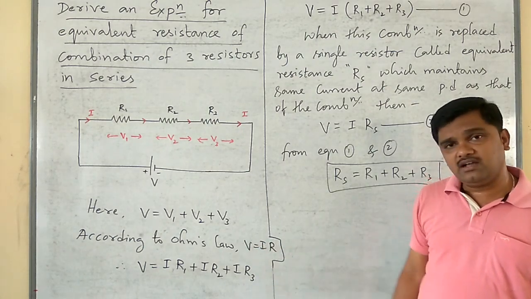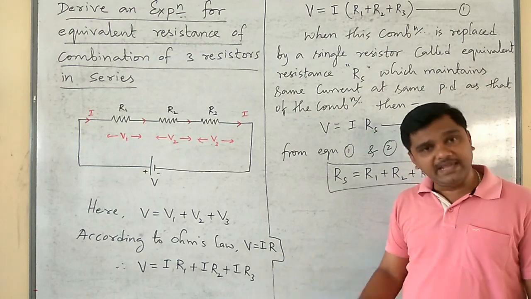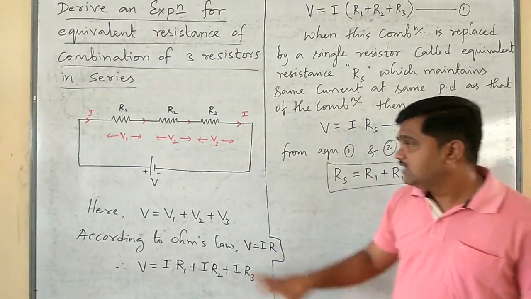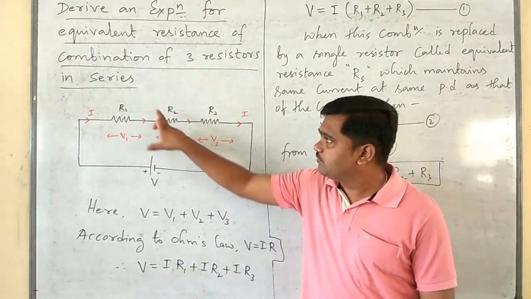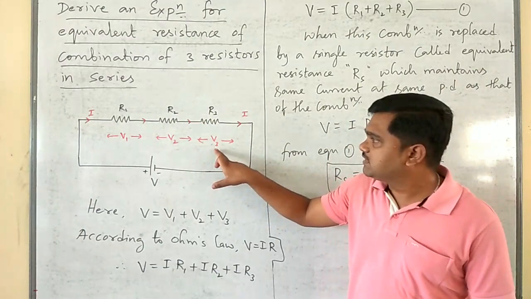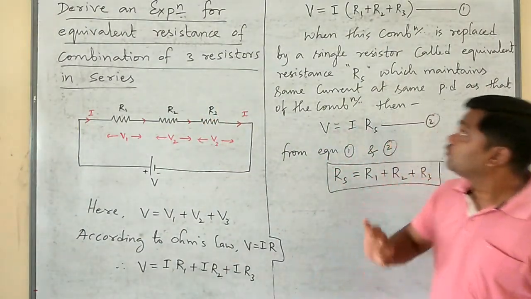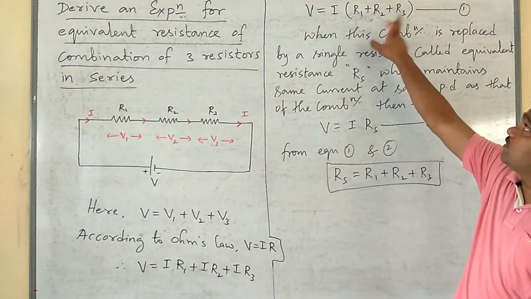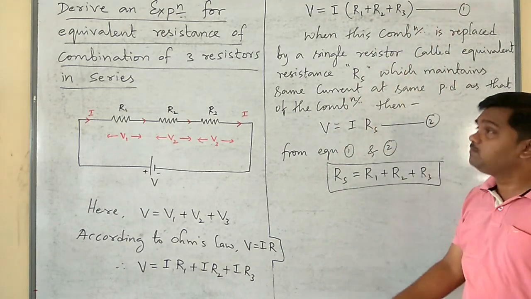According to Ohm's law, what we can write? V is equal to IR. So since I is constant here, in place of V1 I will write I into R1, in place of V2 I into R2, in place of V3 I into R3. Okay. Next, what I have done? I have taken I outside. Remaining thing is R1 plus R2 plus R3. I have called it equation number 1.